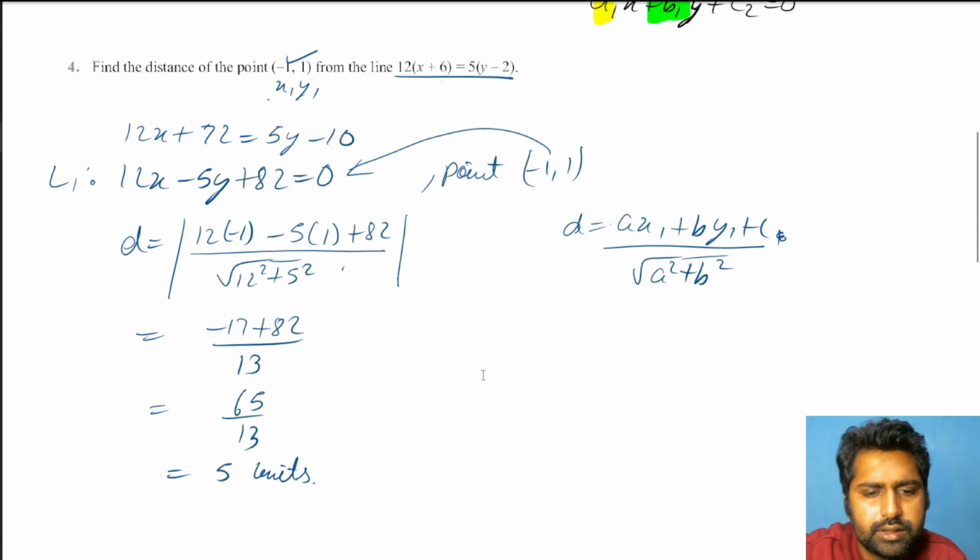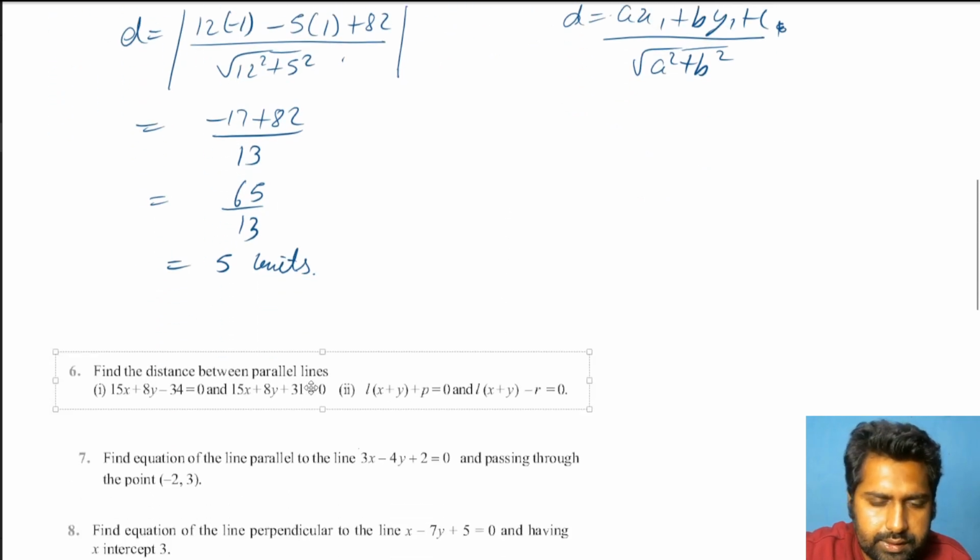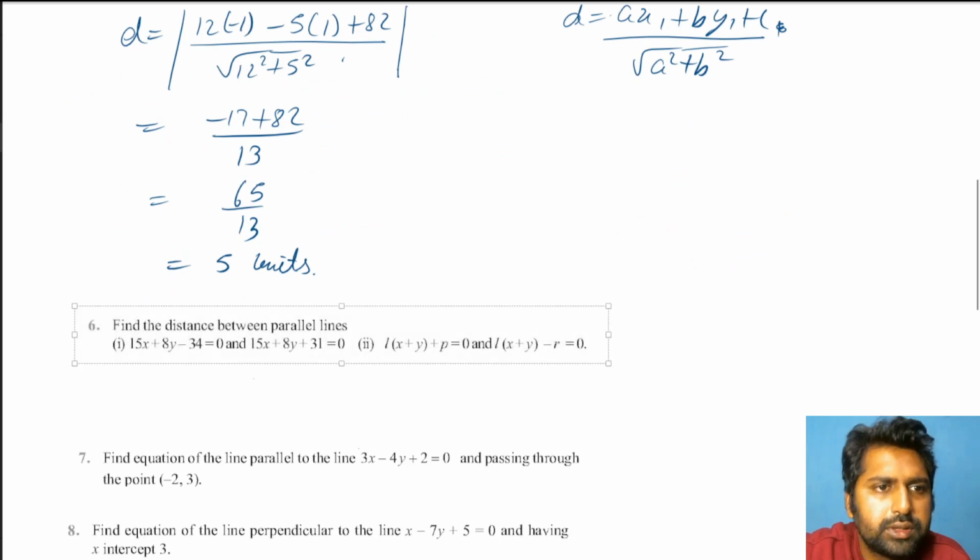Direct use of the distance formula. Next, we'll talk about the parallel lines.